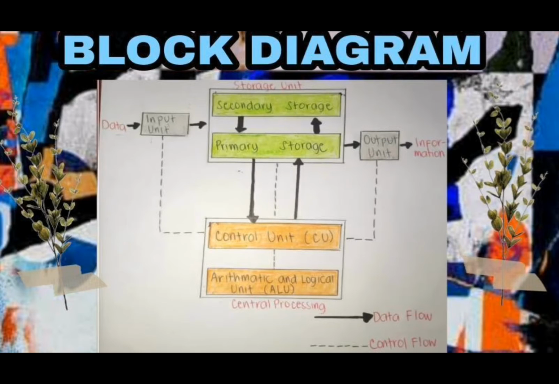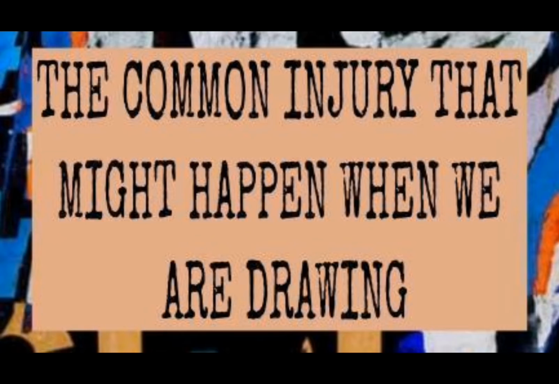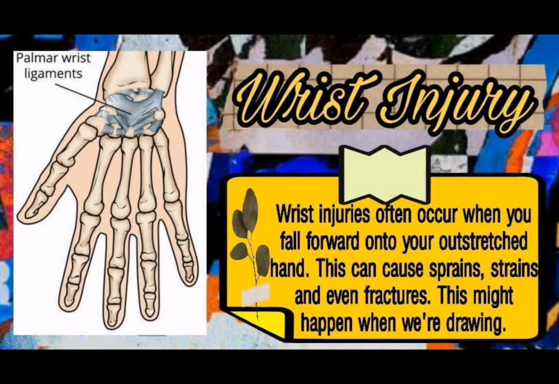Finally, we are now done creating a block diagram of a computer. The common injury that might happen when we are drawing. Wrist injury is one of the example. Wrist injuries often occur when you fall forward onto your outstretched hand. This can cause sprains, strains, and even fractures. This might happen when we are drawing.